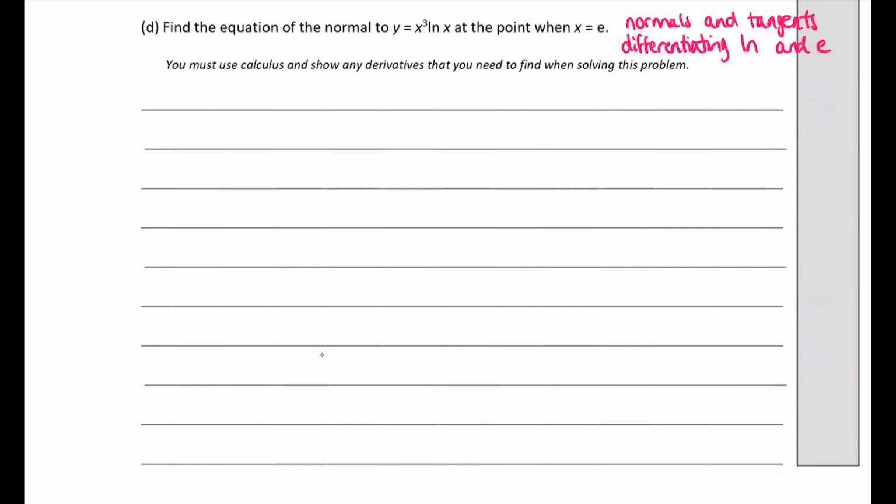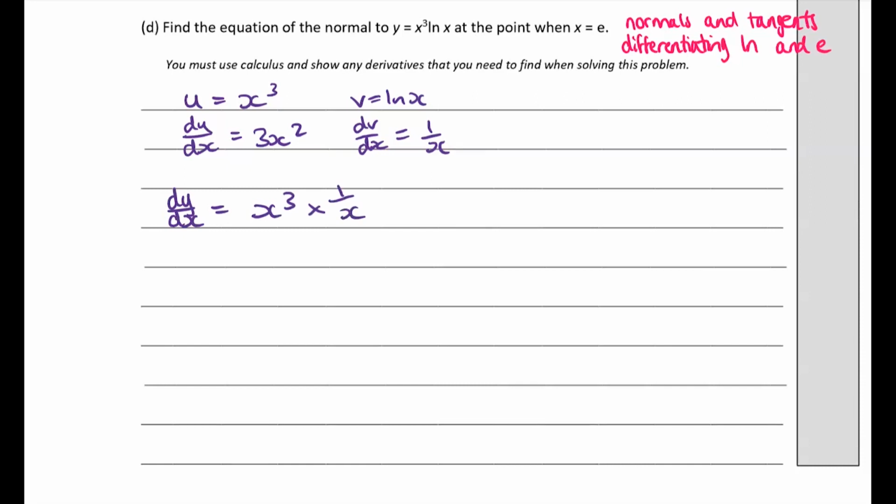Okay, find the equation of the normal to this curve x cubed ln x. So we've got two things being multiplied together, so we know we're going to need the product rule there at the point when x is equal to e, and remember e is just a number. So if y equals x cubed ln x, then u is x cubed, v is ln x. We're going to use the product rule, so we get 3x squared, dv by dx 1 over x, so dy by dx equals u times dv by dx plus v times du by dx.